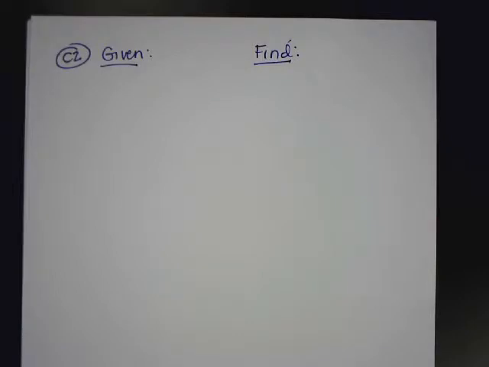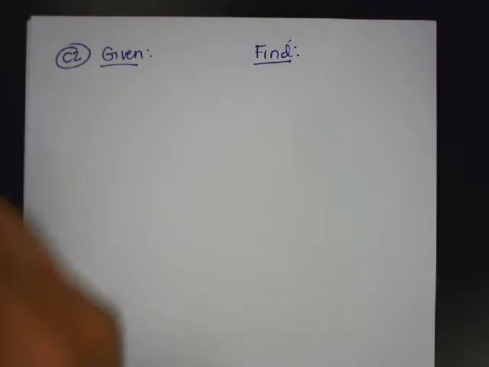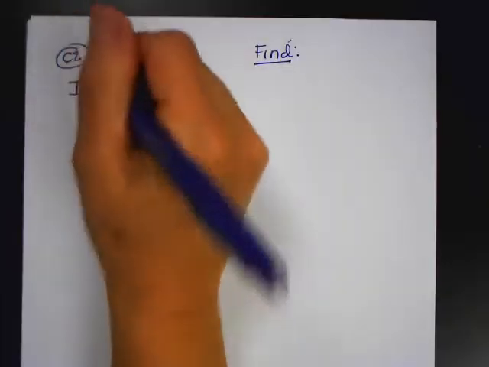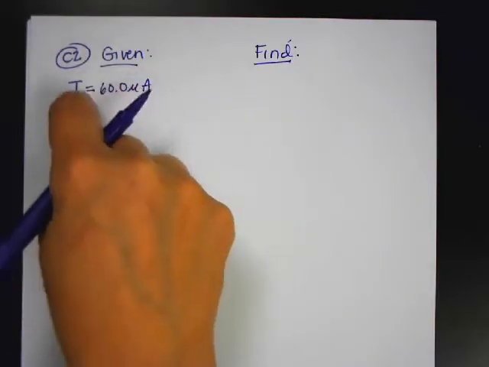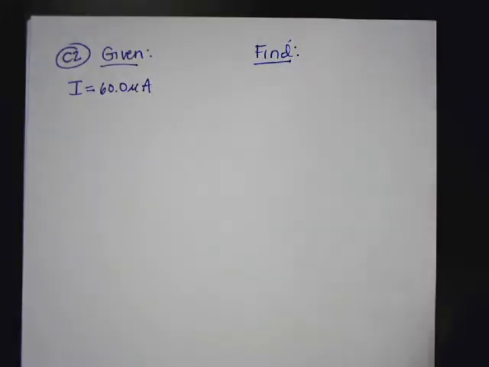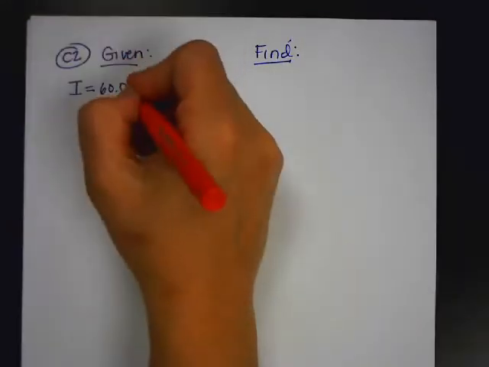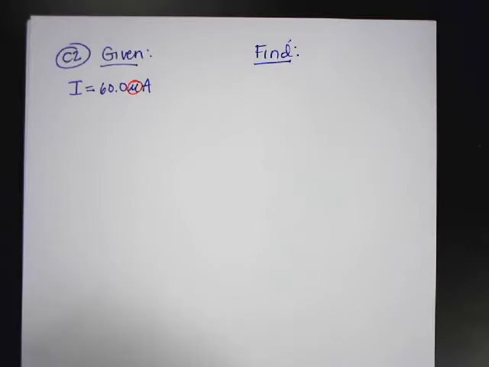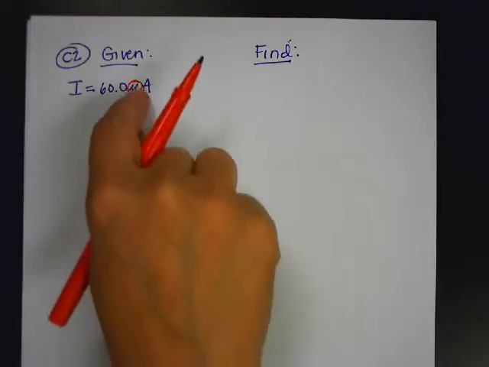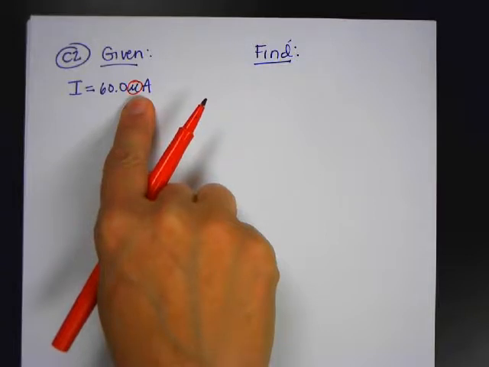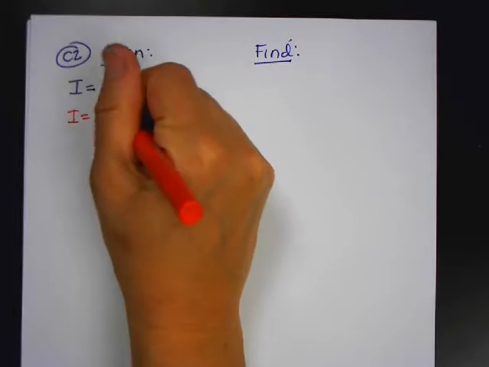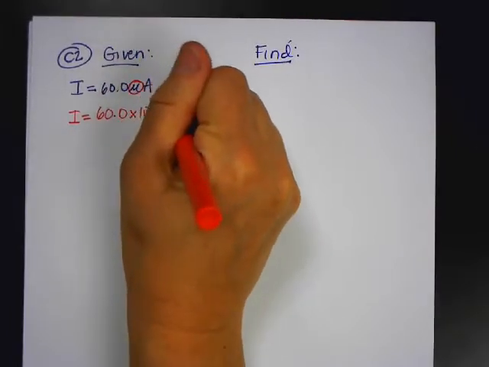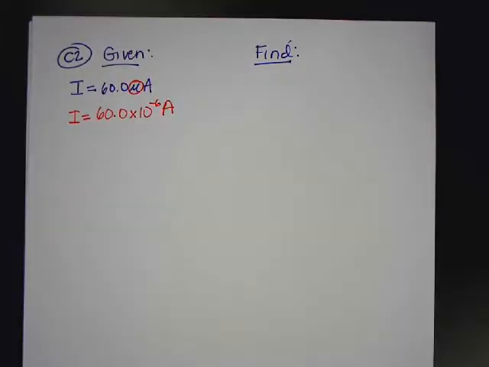It says, in a particular television tube, a beam of current is 60 microamps. So current is I, and if I wasn't sure about something, I know that amp is the unit of current. Because I wrote a prefix here, I don't want to make a mistake and not convert. Micro is a prefix that means 10 to the negative 6. So I'm going to rewrite this: I is equal to 60 times 10 to the negative 6 amps. So I won't forget to do that.